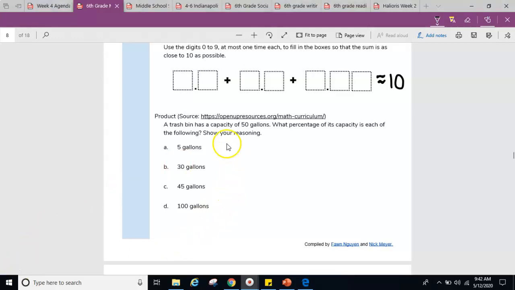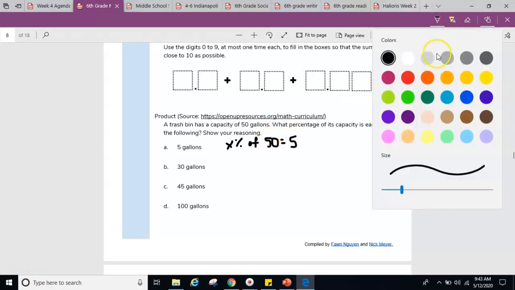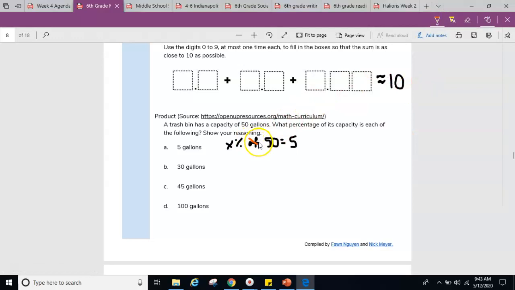So blank percent, so X percent of 50 equals 5. So we know what of means: to multiply. Great. I'm going to put a star. This is multiplication and this is variable. Okay? And that's percent. So what percent of 50 equals 5?